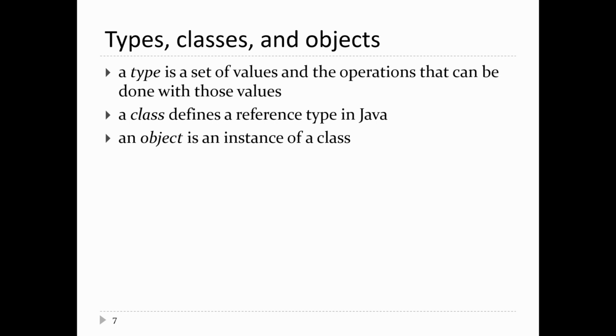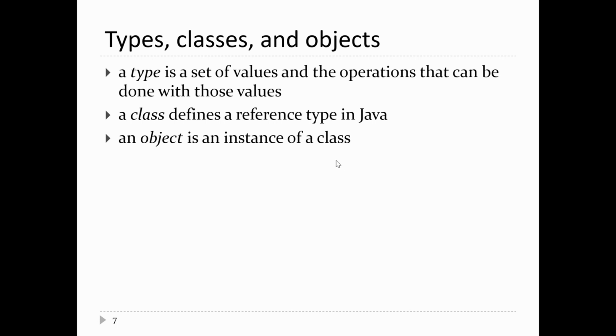A class defines a reference type in Java. So all reference types in Java are classes. So for example, big S String is a class, so it's a reference type. An object is an instance of a class. So what the heck does that mean? Well, the number 1 is an instance of an int. The number 2 is an instance of an int. It's an example of an int. An object is just an instance of a class.